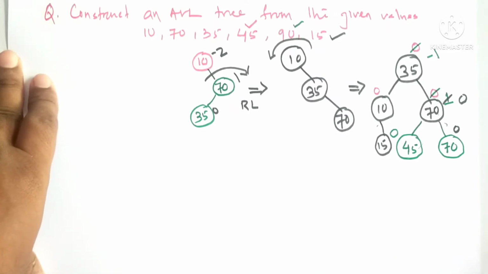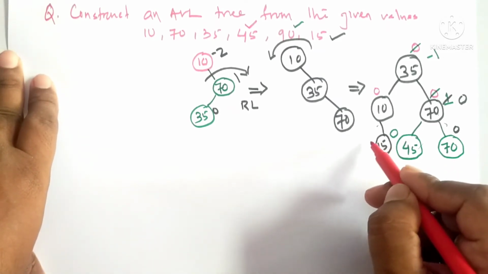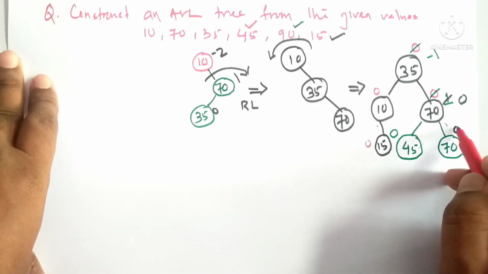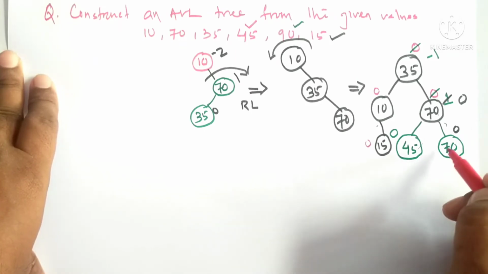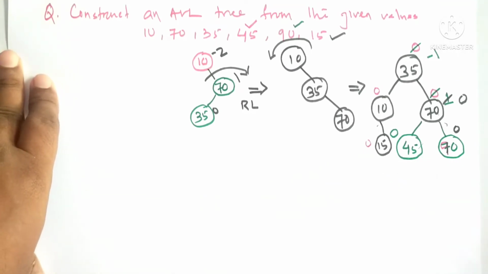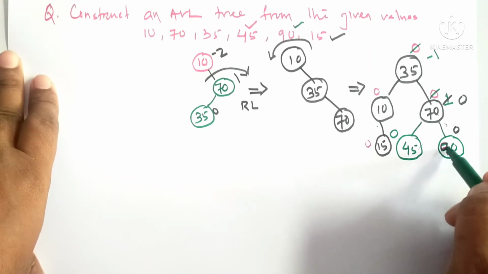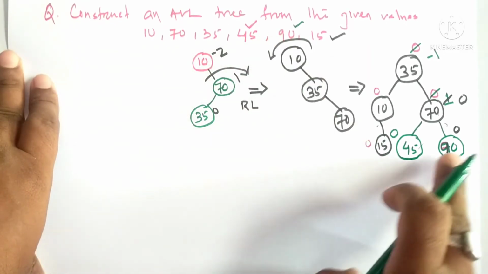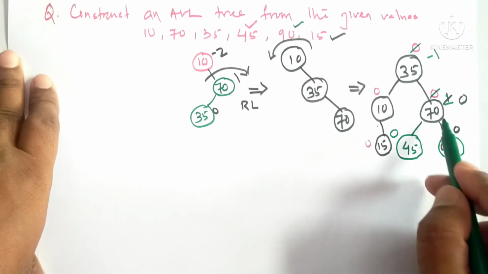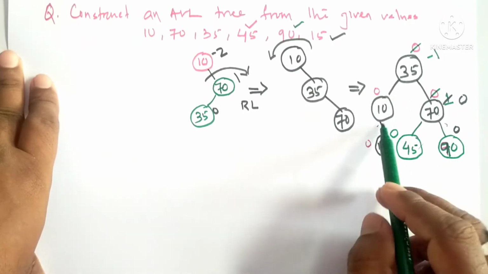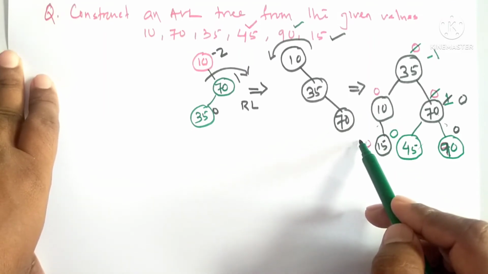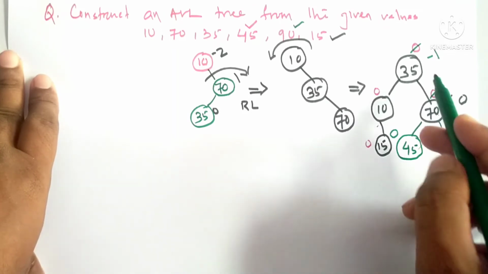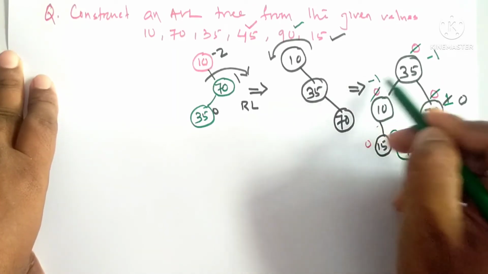Once you place the value, we measure the balance factor. The balance factor of 15 is 0, 45 is 0, and this is 90, not 70. We inserted 90 after 45. So 90 is 0, 70 is 0, and 35. What is the balance factor of 10? Left subtree height is 0, right subtree height is 1, 0 minus 1, so it is no more 0, it is minus 1.